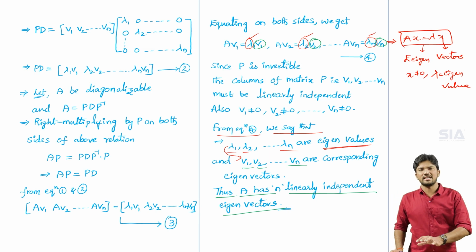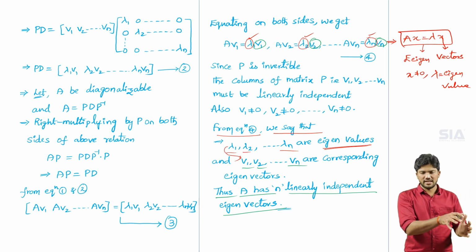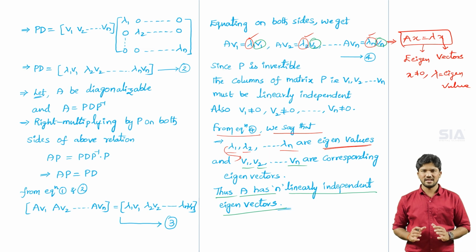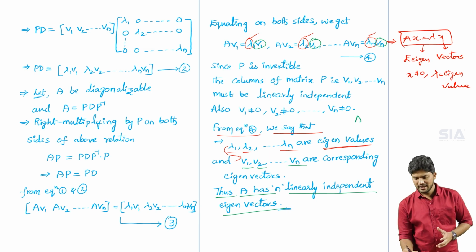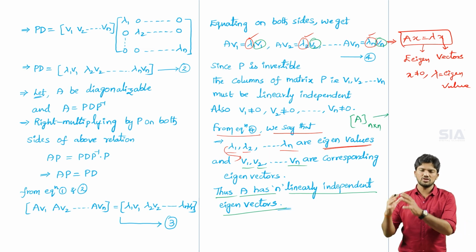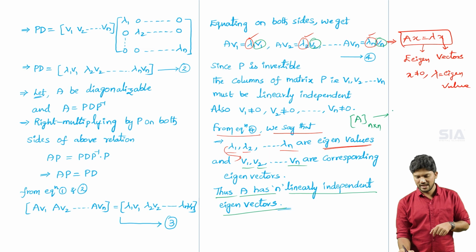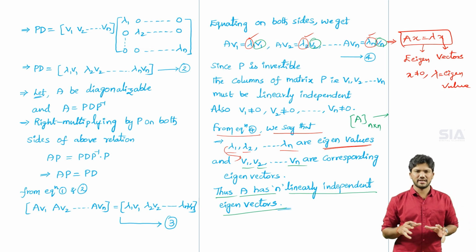How can you say this directly? From the theorem we discussed in the previous lectures, in unit 2, whenever you take a square matrix capital A, since here capital A is a square matrix, if you get a finite number of eigenvectors, those vectors are definitely a linearly independent set.